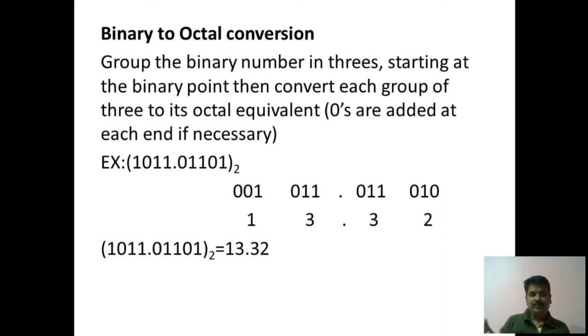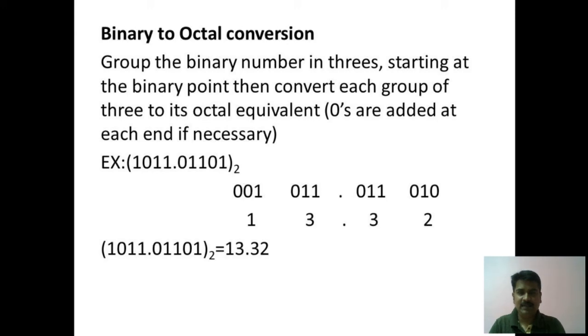Starting from the binary point, the grouping has to start from the binary point, not from the left side, not from the right side. You have to start from the binary point. Then convert each group of 3 to an octal equivalent. If necessary, zeros are added. I'll explain with an example so I can explain it better.